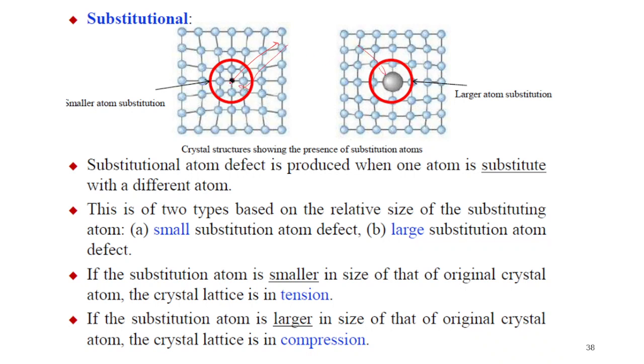If a smaller atom comes, again it will cause lattice tension, and if a larger atom comes, it will cause lattice compression. When a smaller atom comes, the space becomes larger, so there is more space here, and it is equivalent to half a hole sort of a thing. So it will start attracting all the nearby atoms closer together. Here, if a large atom comes and sits, it will just repel the other atoms farther away, right?